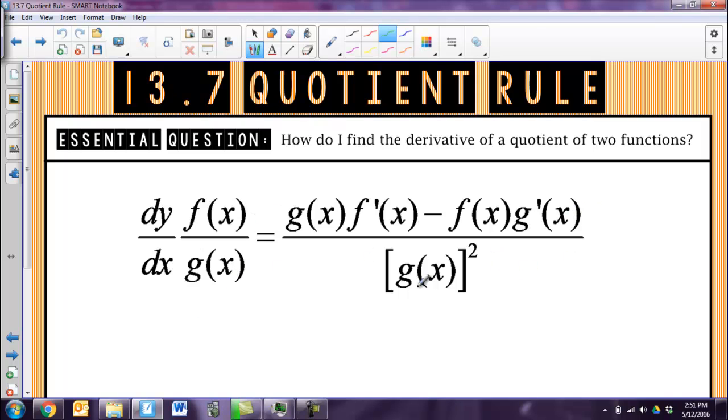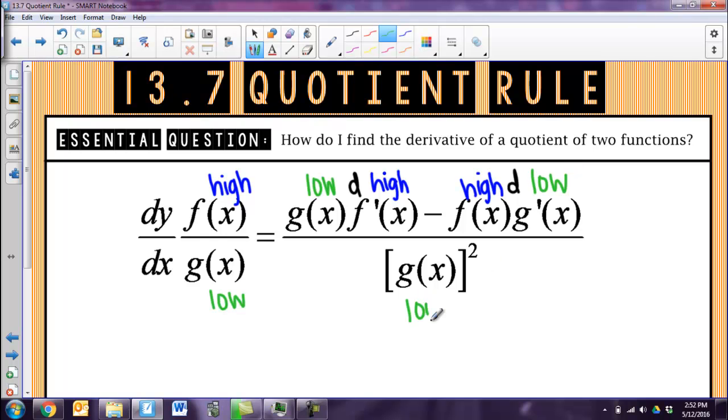And I have a little acronym. If you see this right here, g of x is your low function. So I have a low function, and then I have what we call a high function. The one on top is the high function, the one on the bottom is the low function. So this is low, and then the derivative of the high. So we find the derivative of that high using either my power rule or something else. And then I would have minus high d low, the derivative of the low, all over low squared, or low times low. So again, it's low d high minus high d low, all over low squared.